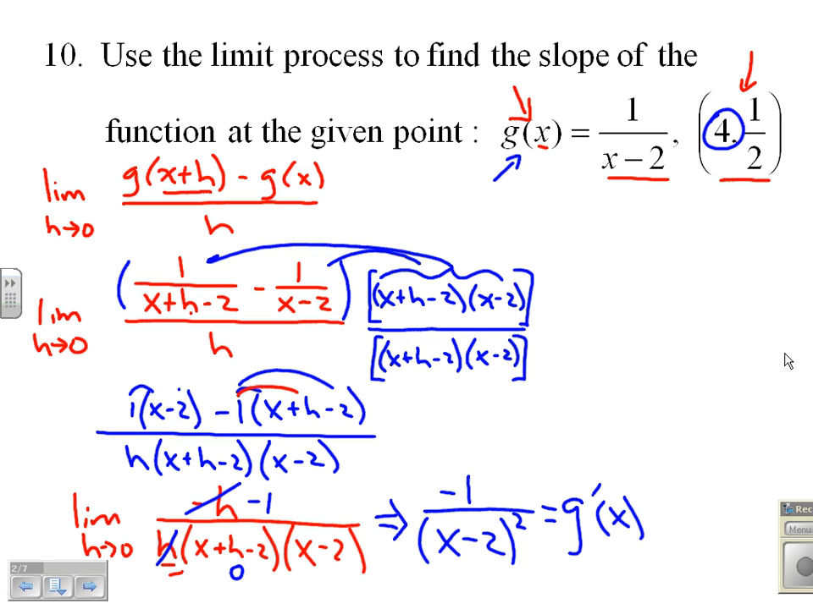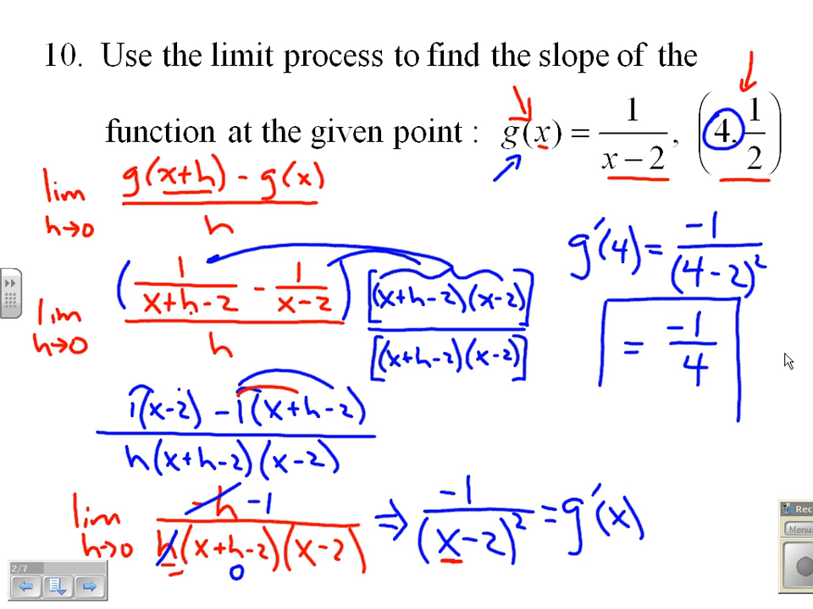But what I'm looking for is what is the slope when x is 4? I'm looking for g prime of 4. But g prime is a factory that takes things, subtracts 2, squares them, and puts them underneath negative 1. So I get negative 1 over 4 minus 2 squared, or our slope at that point is negative 1/4.